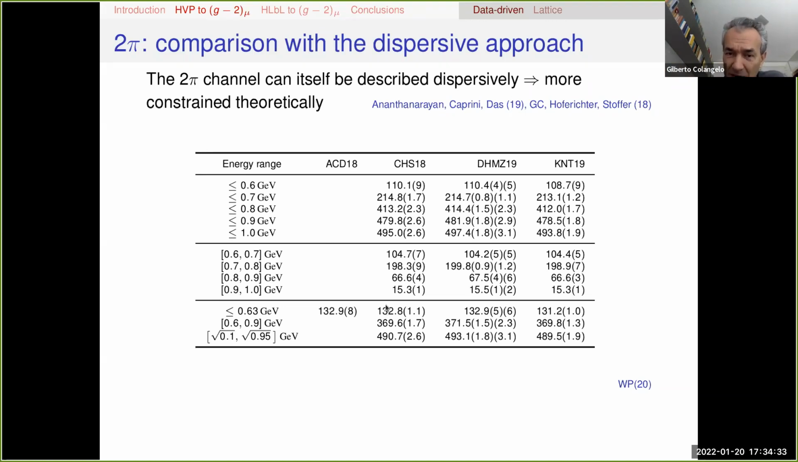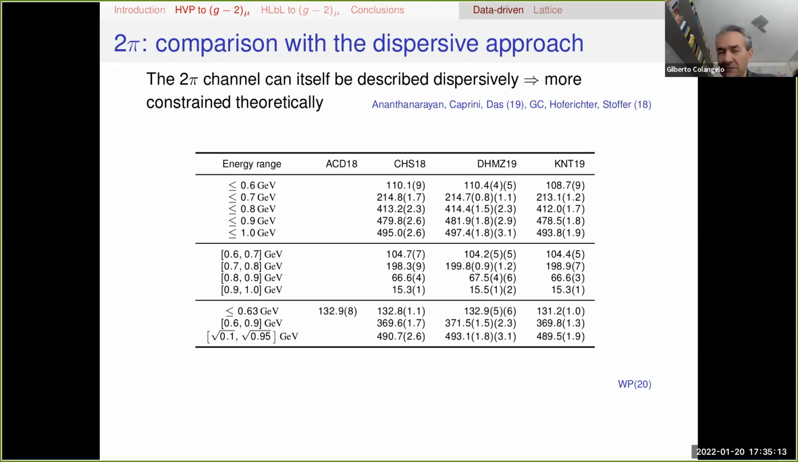Now we did, when writing the white paper, a comparison energy bin by energy bin between this dispersive approach, and here's the work also of Anand together with Irinel Caprini and Das, which concerns only the region below 0.63, and you see that there's very nice agreement with our dispersive analysis. But the comparison between the dispersive approach and the purely data-based has led to an improvement and a clarification of some of the differences here.